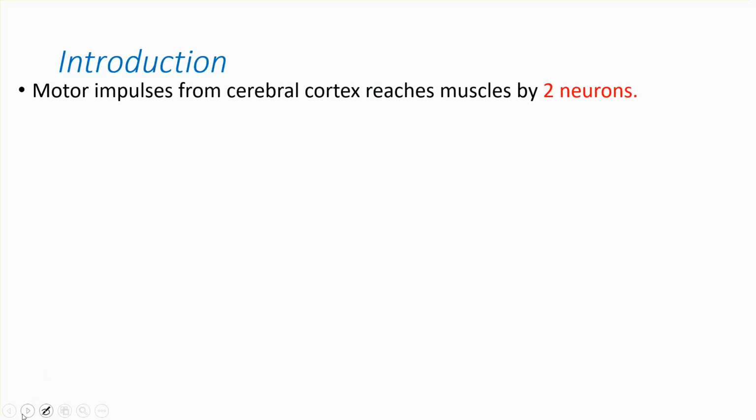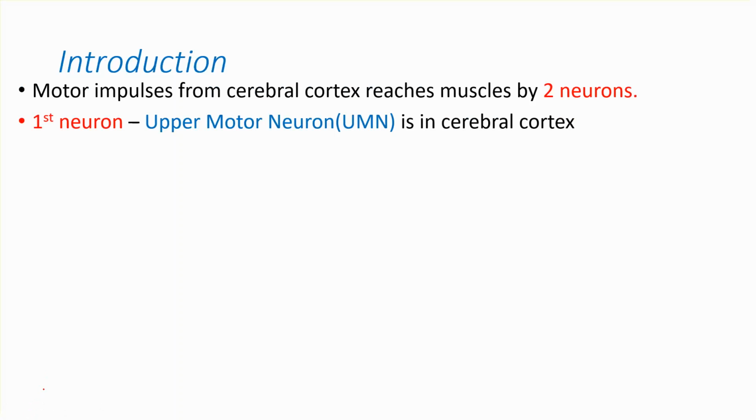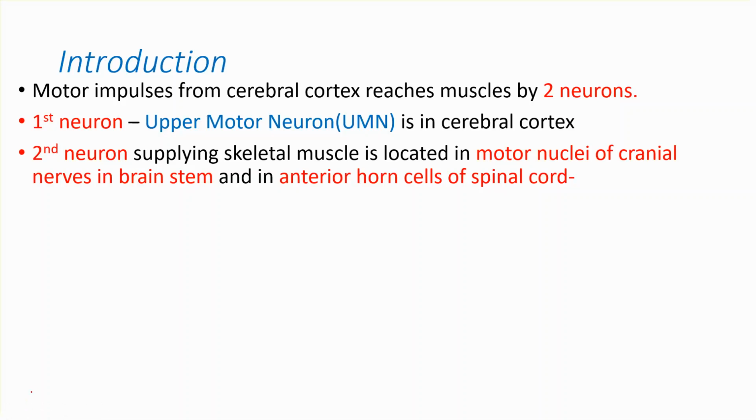Motor impulses from the cerebral cortex reach the muscles by two neurons. We call them first order and second order also. The first order neuron is the Upper Motor Neuron, UMN, and it is situated in the cerebral cortex. The second order neuron, which supplies the skeletal muscle, is located in the motor nuclei of the cranial nerves in the brainstem and in the anterior horn cells of the spinal cord. It is called the lower motor neuron, that is LMN.